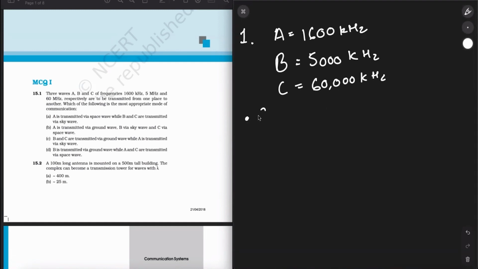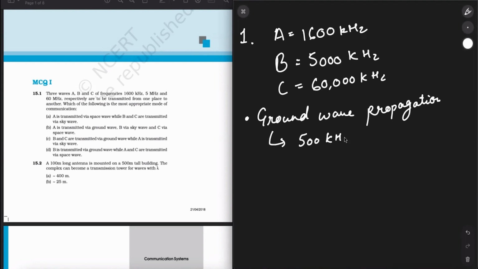Number one is ground wave propagation. The frequency range which the ground wave propagation follows is 500 kilohertz to 1710 kilohertz.